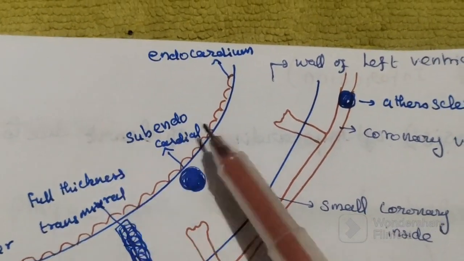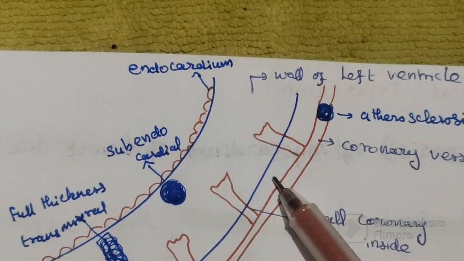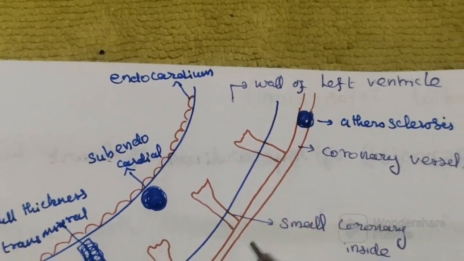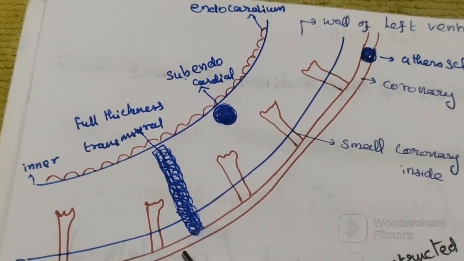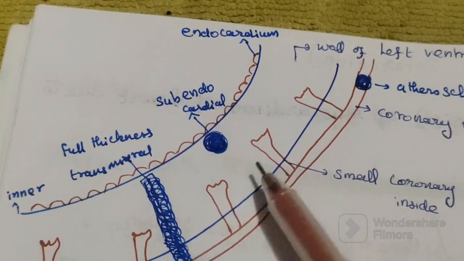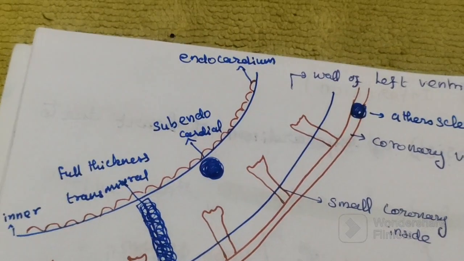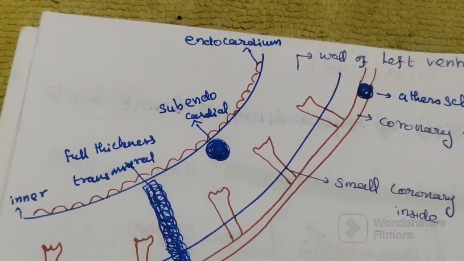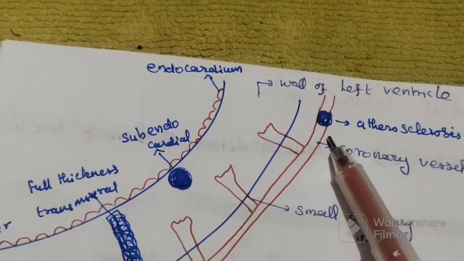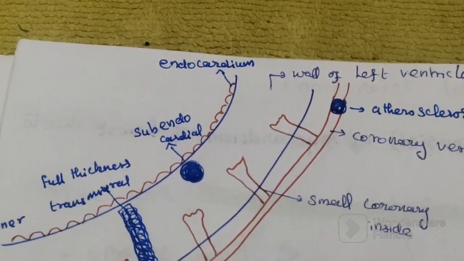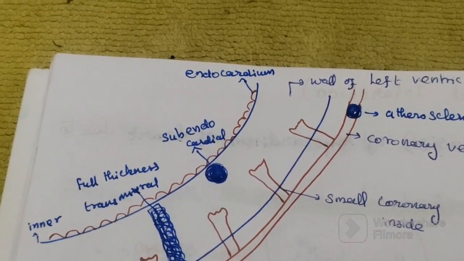This is the lumen and the wall of the left ventricle, and this is the thickness of the wall. This red one is the bigger coronary vessel, and this is the small coronary coming inside, supplying the wall of the left ventricle. Imagine there is atherosclerosis here. No blood or less blood comes here.